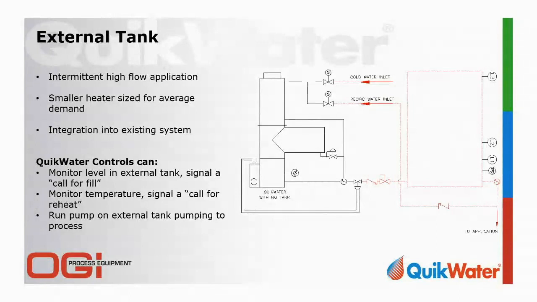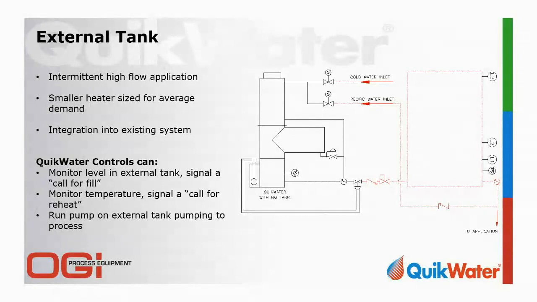Applications where there's an intermittent high flow and sizing the heater based on average demand, or if you're adding the QuikWater to an existing system with a tank. The decision on sizing the heater for using an external tank is the balancing basically of economic and process design. Adding an external tank to the design can double up on valves, instrumentation, and pumps.